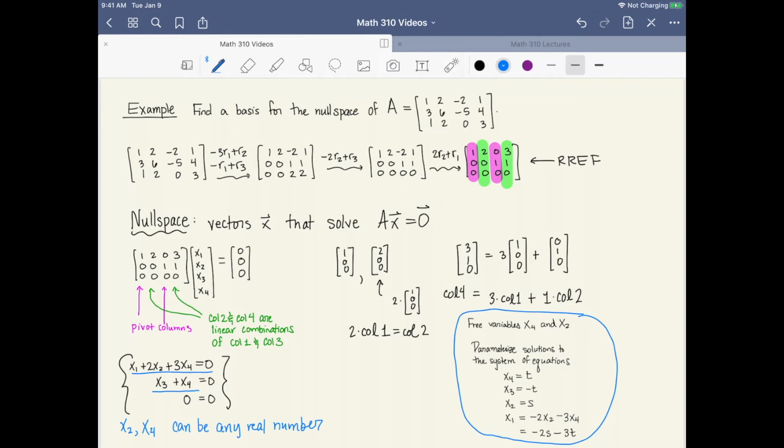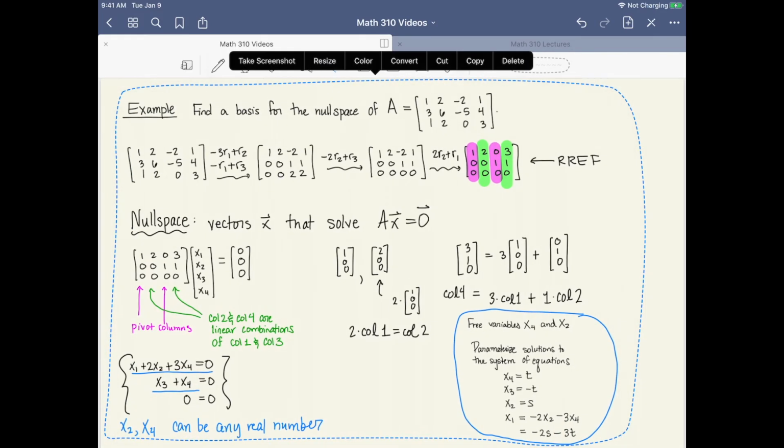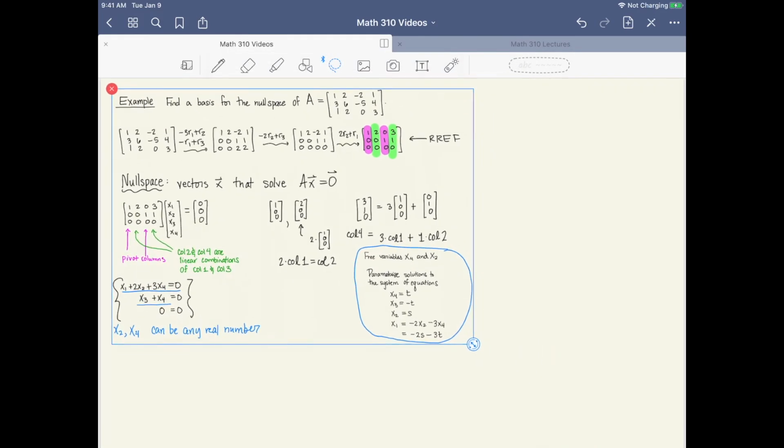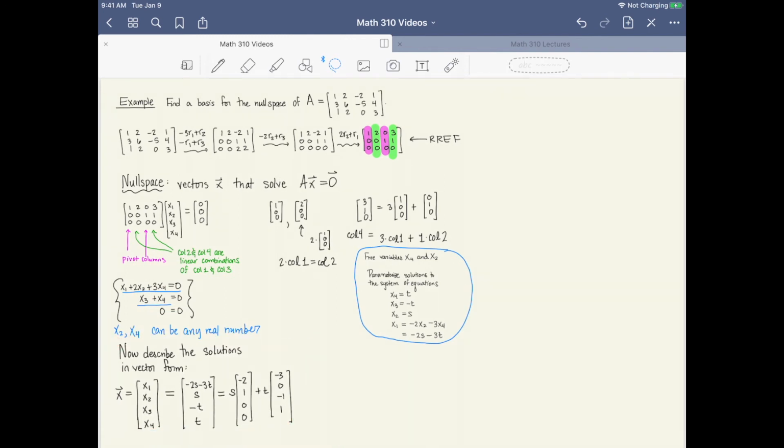x3 has to be equal to minus t, and x1 has to be minus 2s minus 3t based on these exact equations right here. Let's now take these solutions and write them in vector form. Okay, I'm going to make space here so we can keep this all on the same page. In vector form, the solutions to this system of equations are vectors that look like x given by minus 2s minus 3t, that's our x1, s minus t, that's our x2, and our x3 and our x4 that we got from this system of equations over here.